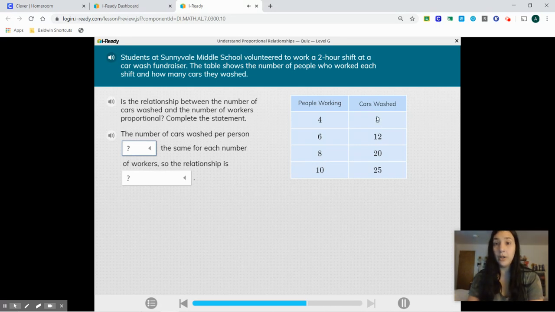So here, if we're doing cars washed per person, 8 divided by 4 is 2. All right. 12 divided by 6 is also 2. But right here, 20 divided by 8, that's not 2. And 25 divided by 10, that's not 2. So we know that it is not the same, which means it is not a proportional relationship.